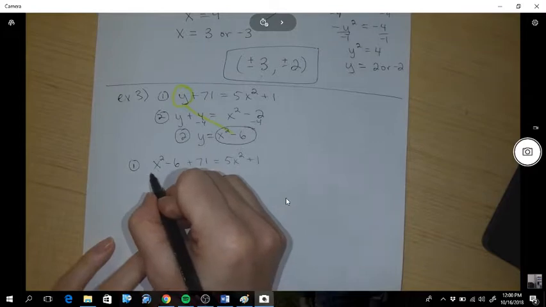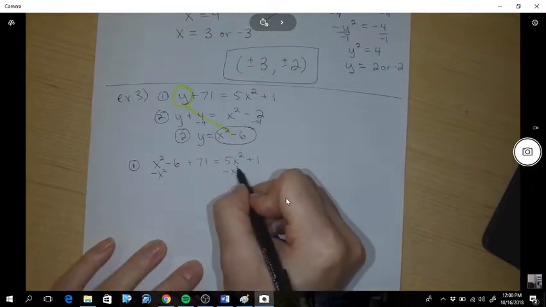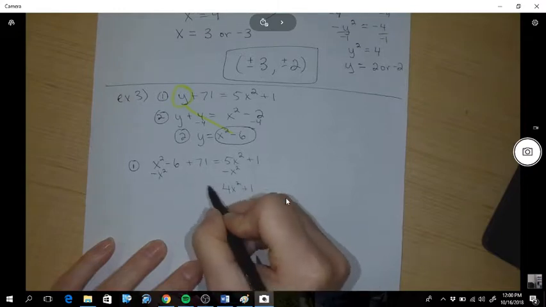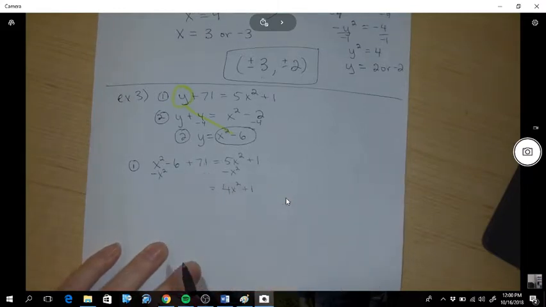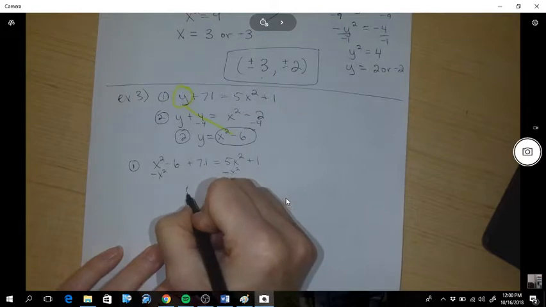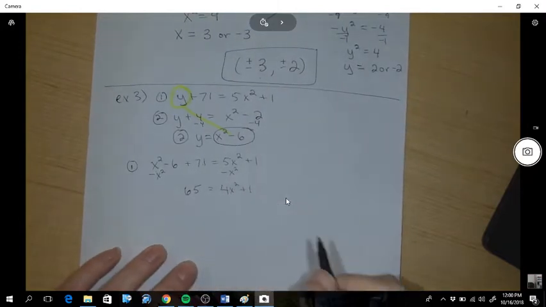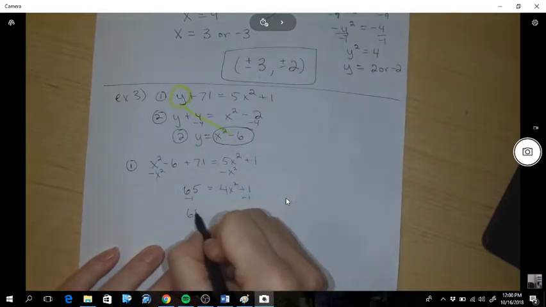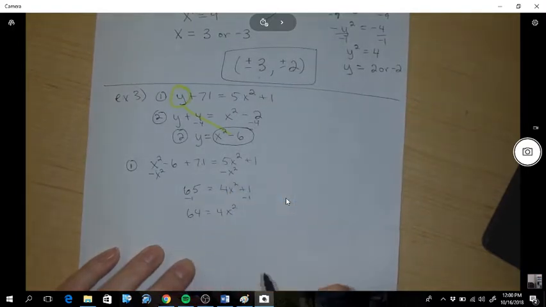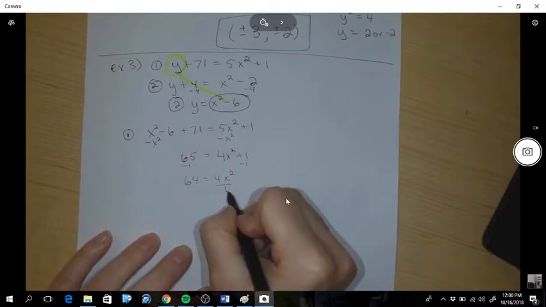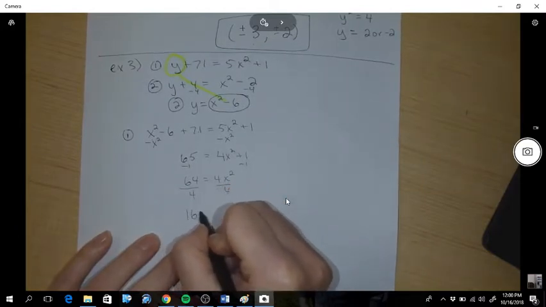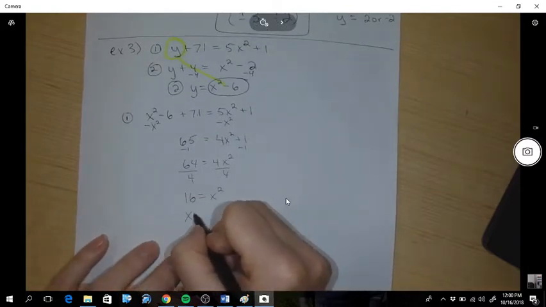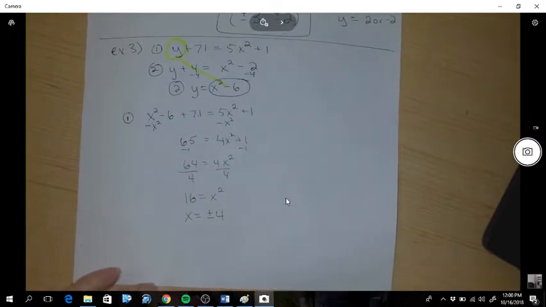So let's move this to the other one. So we get 4x squared plus 1. And then 71 subtract 6 should be 65. Then I'm going to take this one off. Then I'm going to divide by 4. So 16 equals x squared. Therefore, x is a plus or a minus 4.